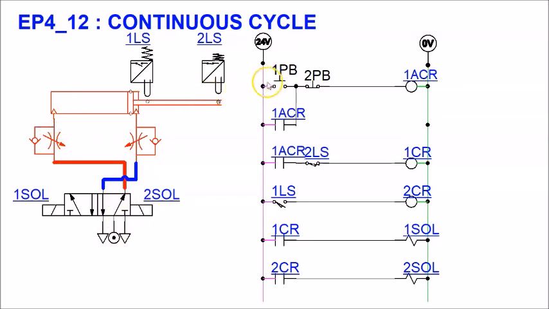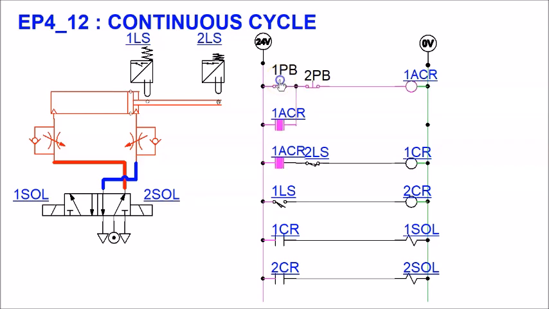Now when I press 1 PB, you can see that 1 ACR will be energized, the contact will close, and because the cylinder is now initially extended, that's why 2LS is normally open, held close. 1 SOL will then be energized because 1 CR coil will be energized, contact will close, 1 SOL will be energized, the cylinder will then start to retract. And then you will notice that to make it extend back again, all I need to do is to energize 2 SOL. So let's visualize this circuit step by step.